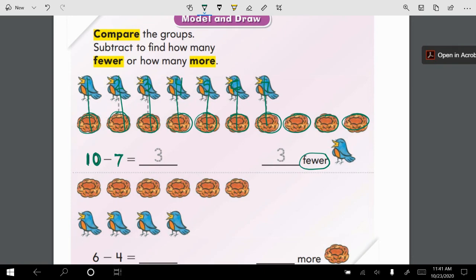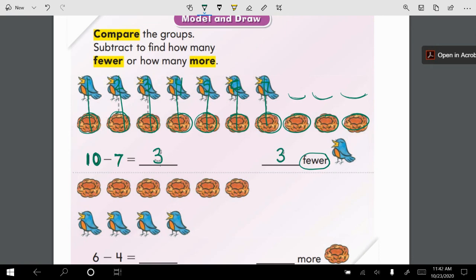Fewer means less than, smaller than. So this is how many fewer birds are there than nests. Well, there's 1, 2, 3 fewer birds than nests because there are 3 nests without a bird. So 10 minus 7 equals 3. Now, let's do the last one together.